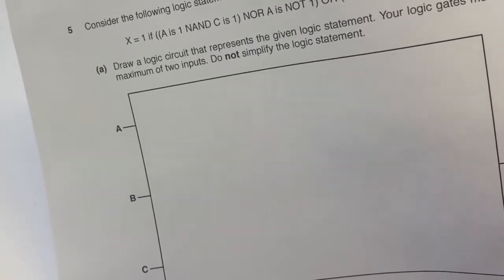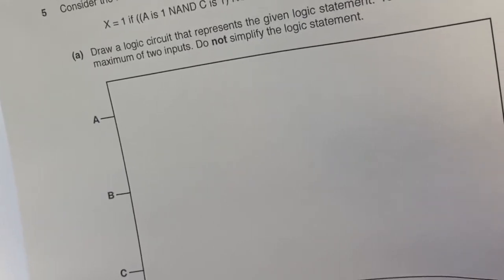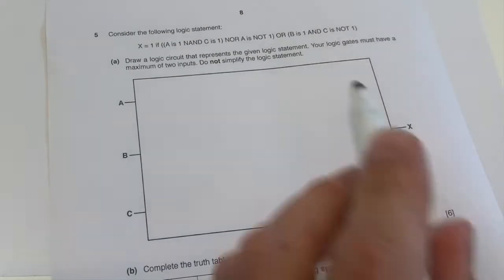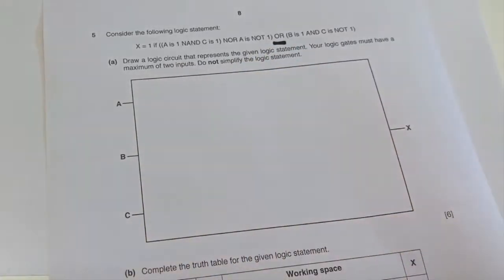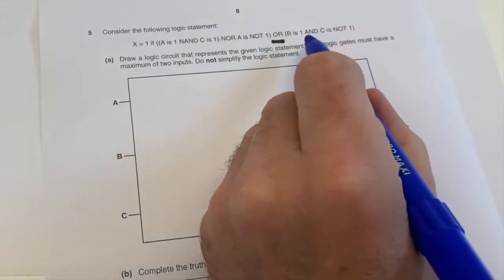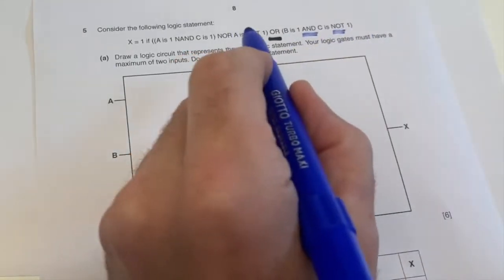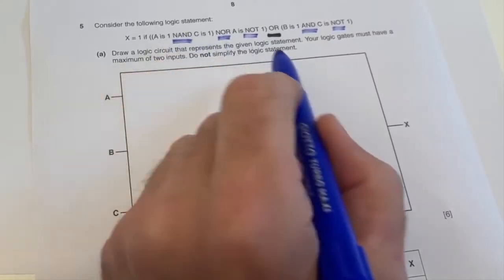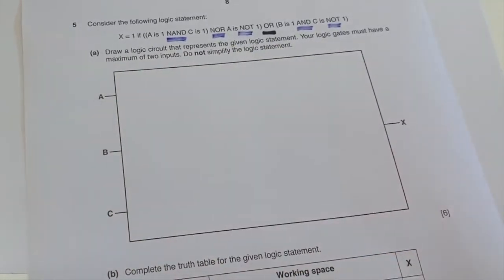Now with this, I'm going to work backwards. I need to identify the logic statements. Hopefully you can still read this. So I have, this is the important one, the OR gate, and that's going to be the first gate I draw. Then we've got an AND gate, a NOT gate, another NOT gate, a NOR gate, and a NAND gate. 1, 2, 3, 4, 5, 6 different gates are on there.